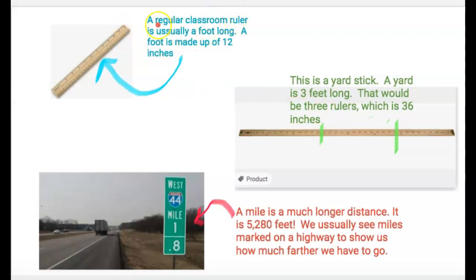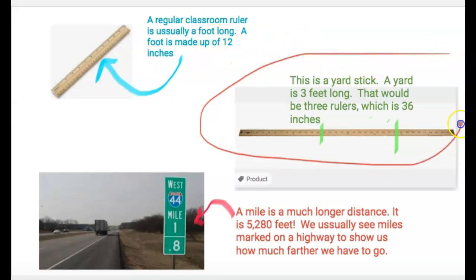So right here, we have a ruler. A normal classroom ruler is usually 12 inches long. So if you put 12 inches together, you make a foot. And you can divide a foot up into 12 inches. Sometimes you use smaller rulers that are half of a foot, okay? But most are 12 inches long, which is a foot.